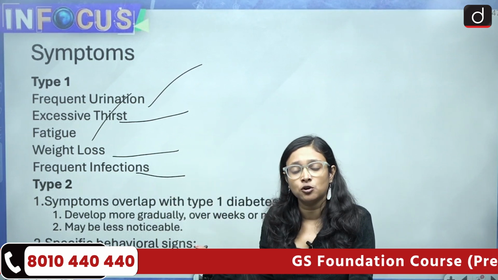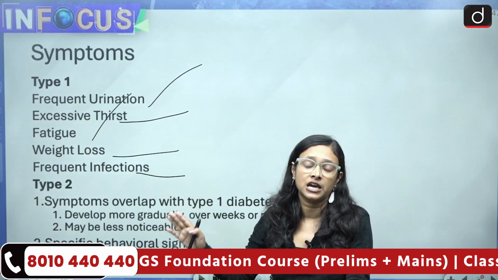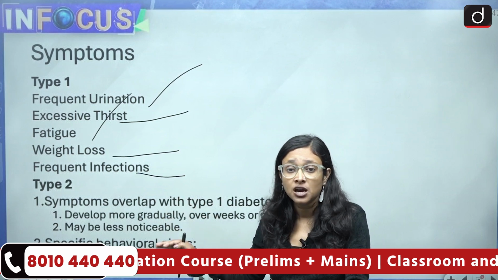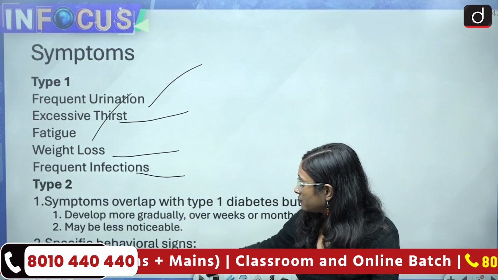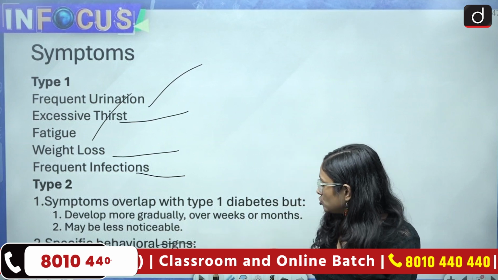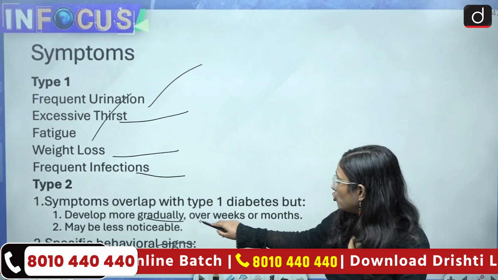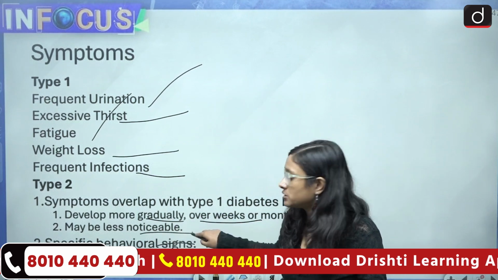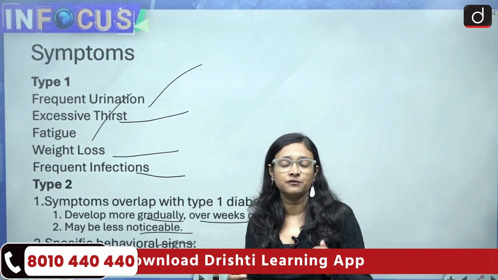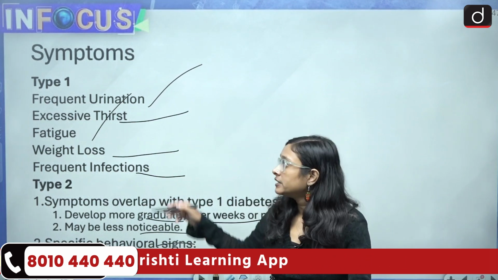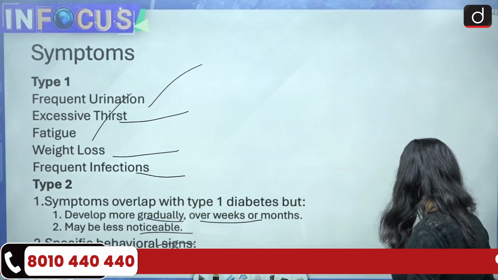Similar kinds of symptoms can also be seen in type 2, but there can be a difference in time period, so it can be more gradual. There are also specific behavioral signs: reduced energy for games or activities, which develop more gradually over weeks or months and may be less noticeable. So type 2 is less noticeable, and type 1 is more frequent among children and adolescents. Now we'll come to the scenario.